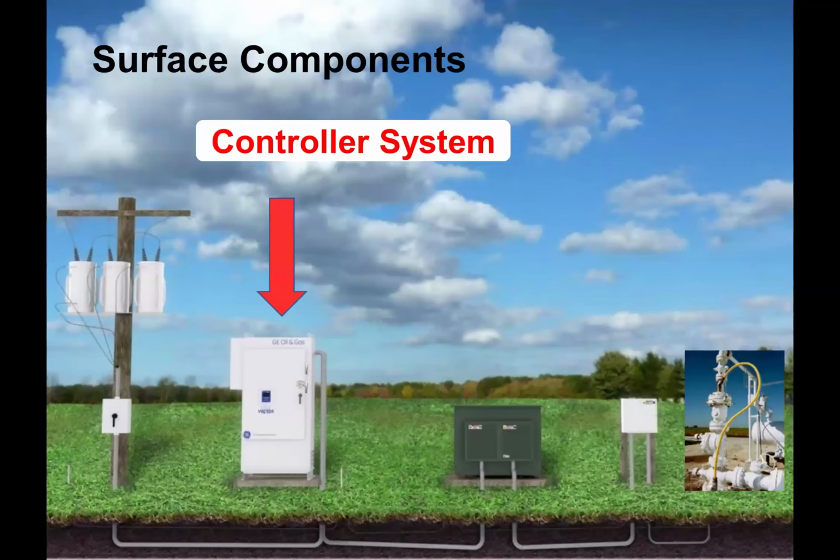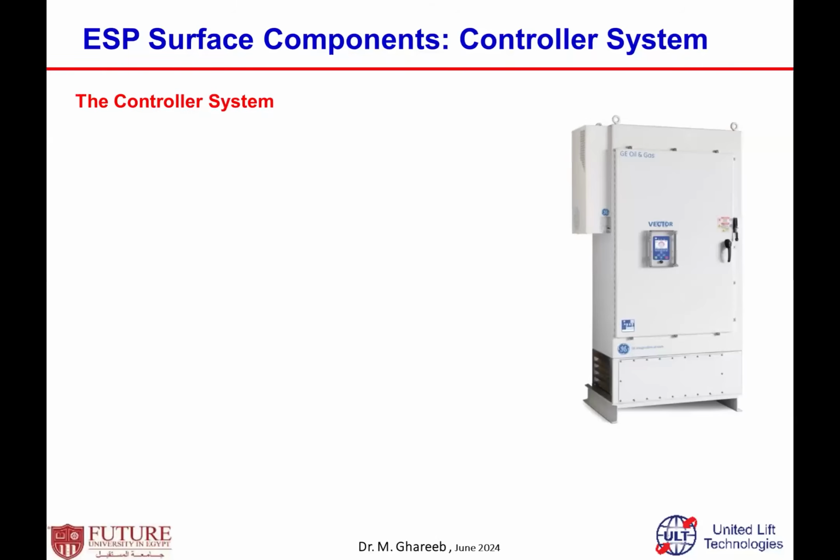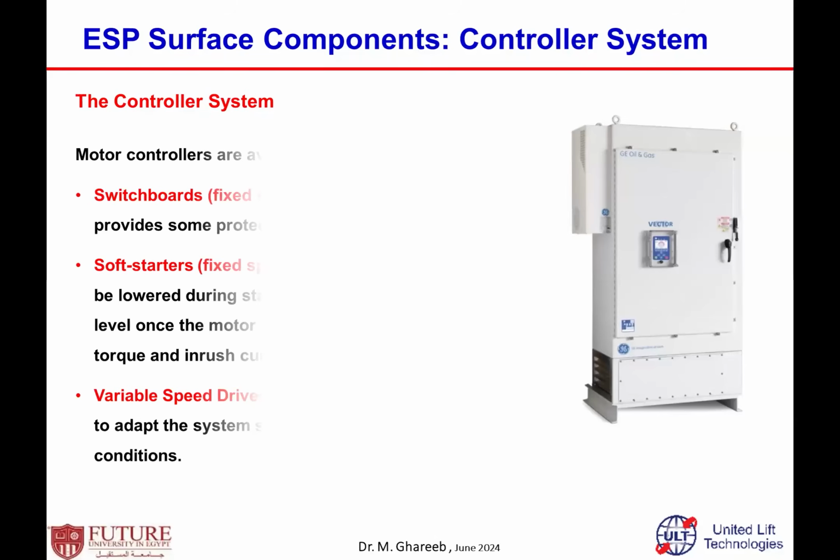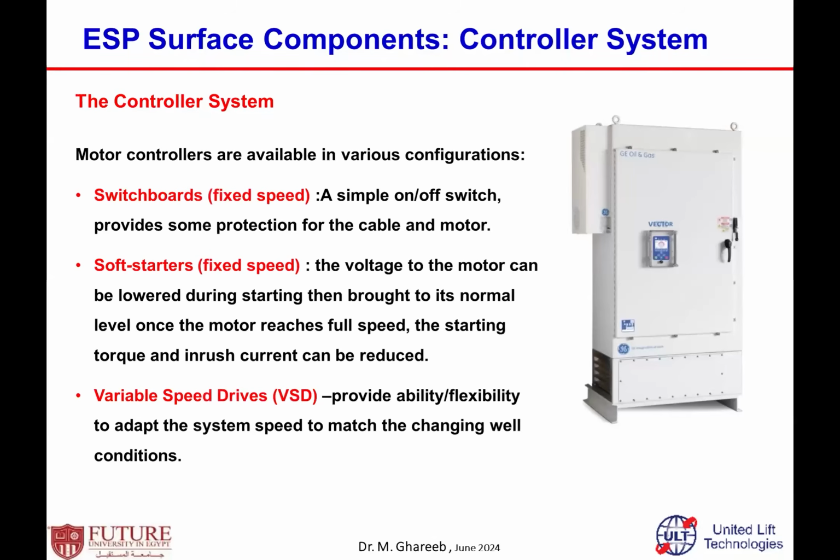The other part is called motor controllers, or control system, or variable speed control system. The motor controller is available in different configurations, different technologies and different techniques of use. It can be a switchboard, what we call a fixed speed switchboard. When I run, I run with a fixed speed, fixed hertz, and it's only used for an on and off switch.